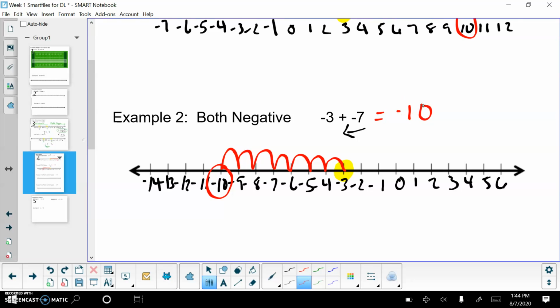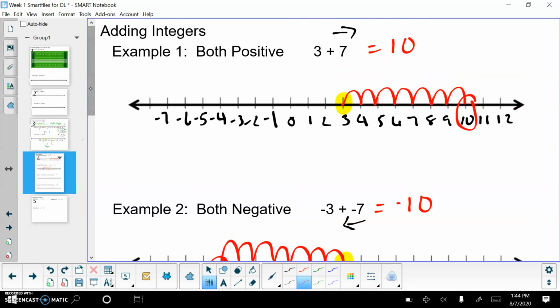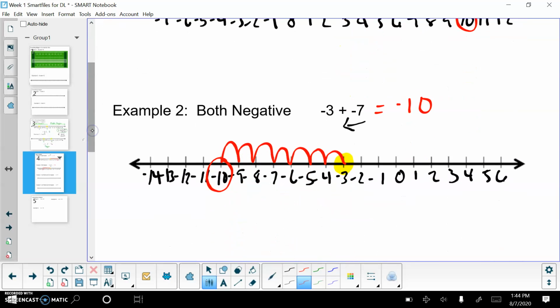So you might notice a little pattern because you ended up with a similar number. They're both 10s, but one's a positive 10, one's a -10. So when I was adding the two positive numbers, I ended up with a positive answer. But when I was adding two negatives, I ended up with a negative answer.